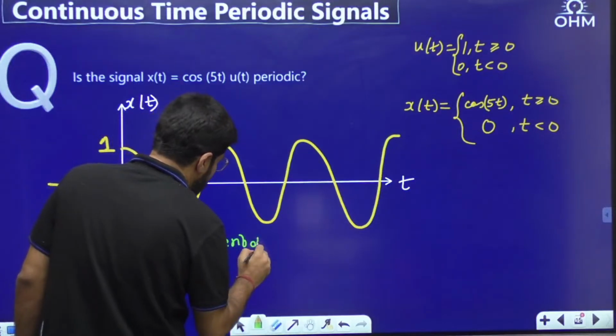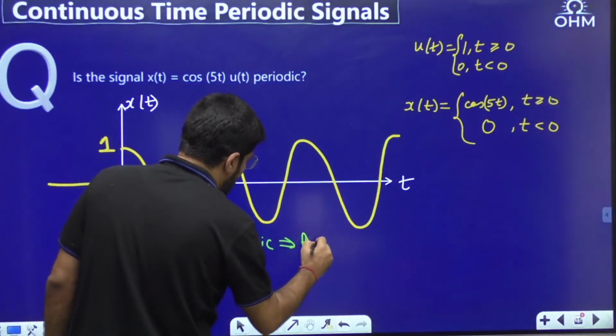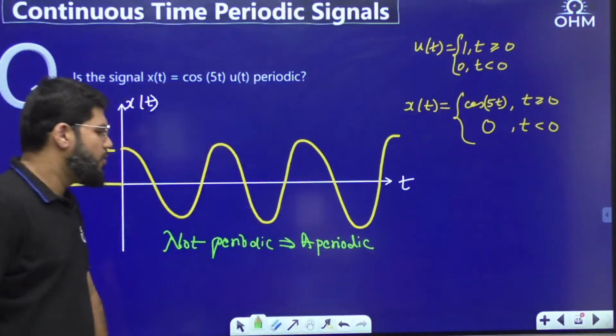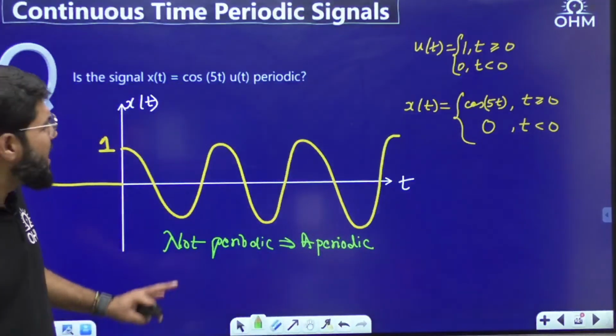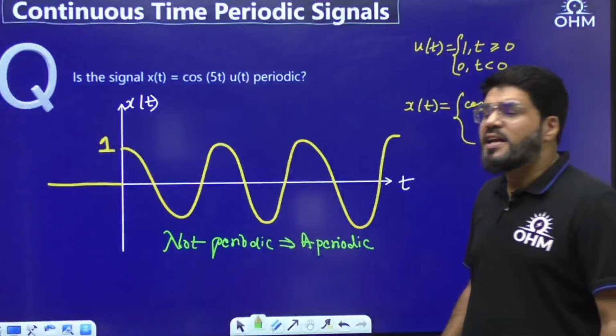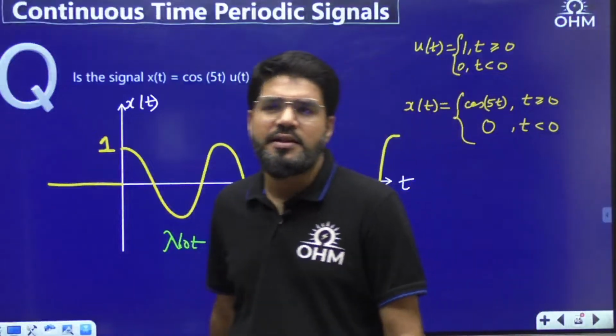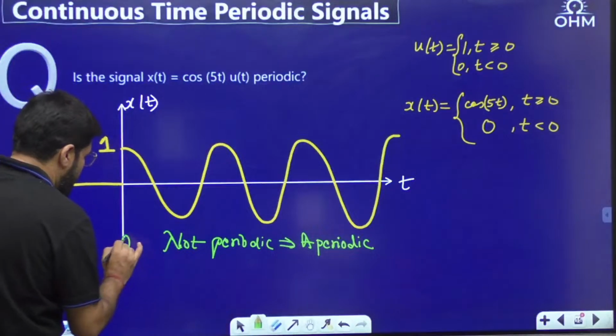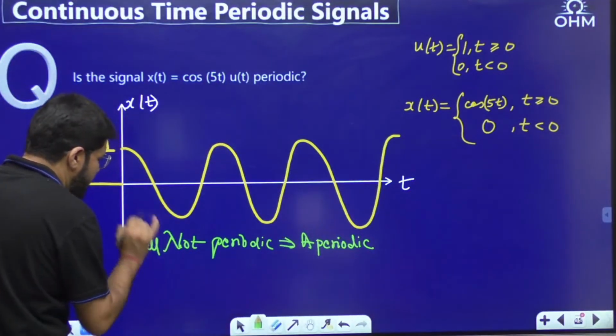And the signal which is not periodic, we call it as what? We call it an aperiodic signal. At the same time, there is a special name given to it. What is the special name? It is periodic only for t greater than 0. If I talk about overall, it is not periodic.